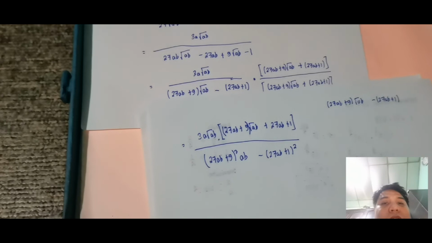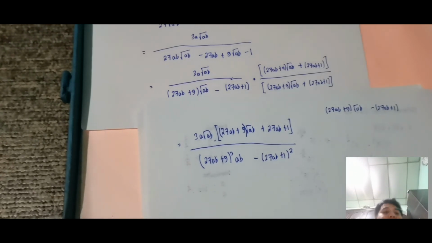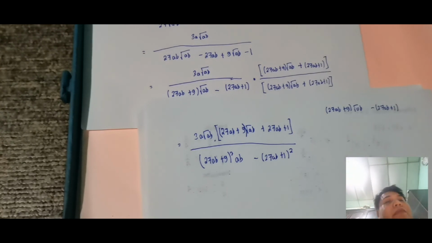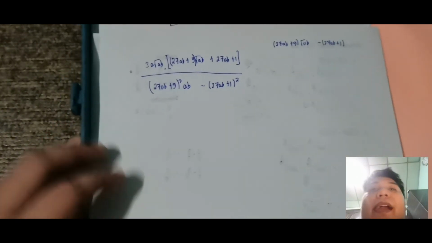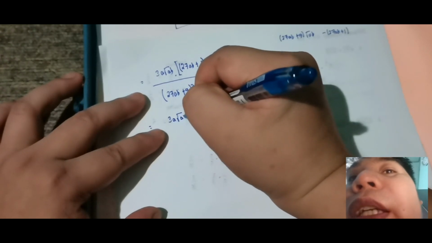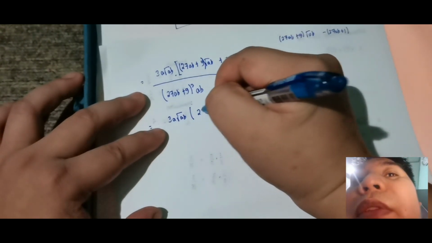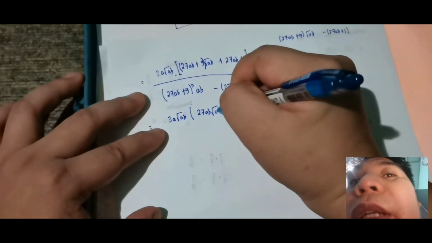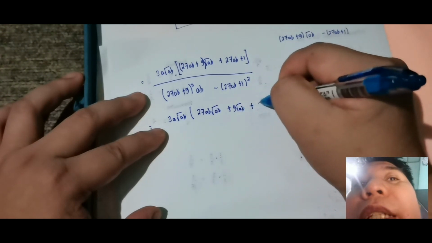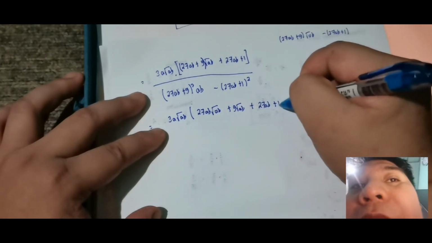Kung napansin nyo, ang haba-haba kung ano-ano pang gagawin ni Sir dyan para lang masimplify. Wait pag-iisipan ko baka may makancel kasi ako. Ganun talaga, isa-simplify natin. So, tuloy ang laban. This is equivalent sa 3A square root of AB multiplied by 27AB square root of AB. Multiply ko lang. Then plus 9 square root of AB plus 27AB plus 1.